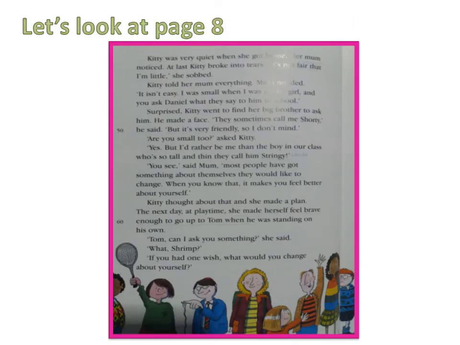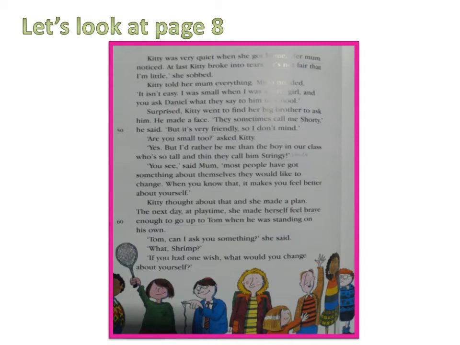Let's look at page 8. Kitty was very quiet when she got home. Her mom noticed. At last Kitty broke into tears. "It's not fair that I'm little," she sobbed. Kitty told her mom everything. Mom nodded. "It isn't easy. I was small when I was a little girl, and you ask Daniel what they say to him in school."